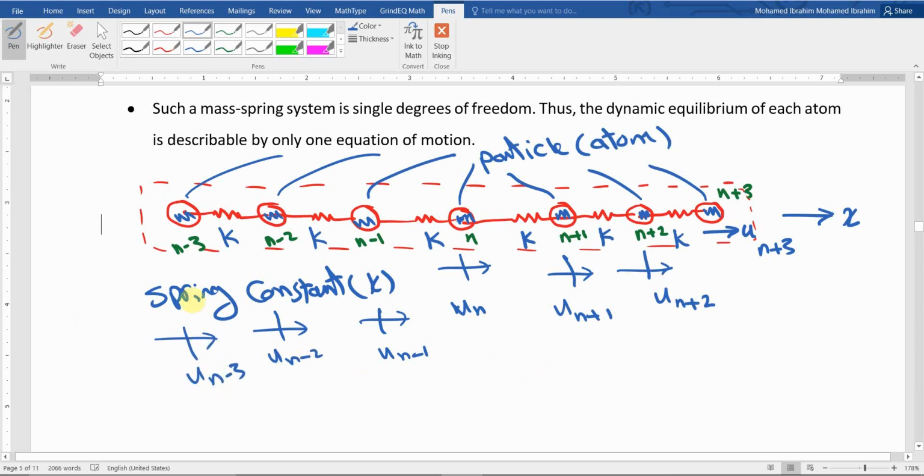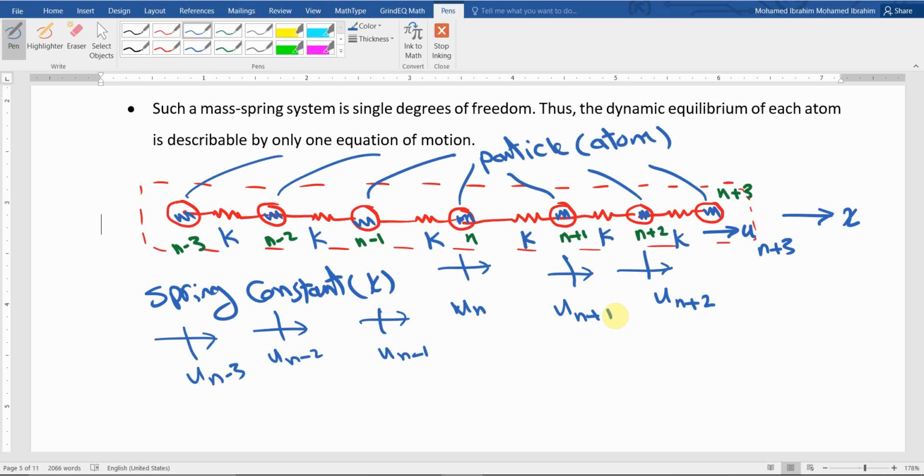That's why we have so many degrees of freedom, because we have so many different displacements, and all of these displacements are independent. So if we decided to write the equations of motion of all the atoms, we would end up with so many equations, because each atom has its own displacement. Make sense? But how about if we are interested in investigating the motion of just one atom, like atom n?